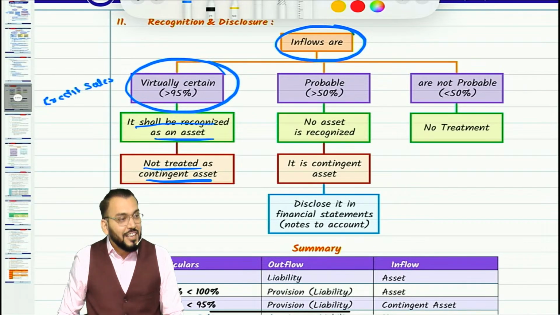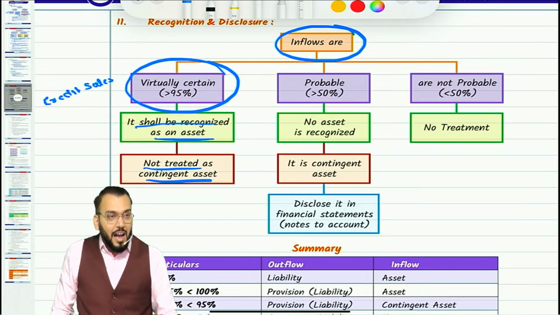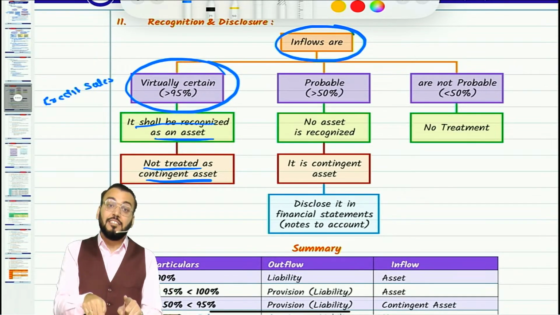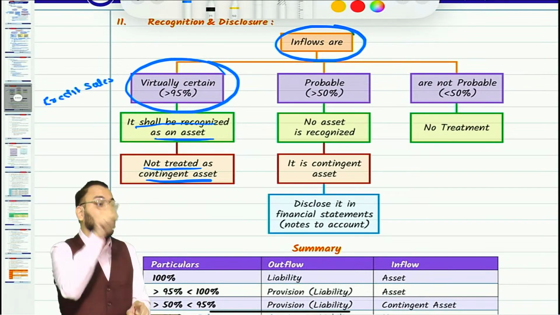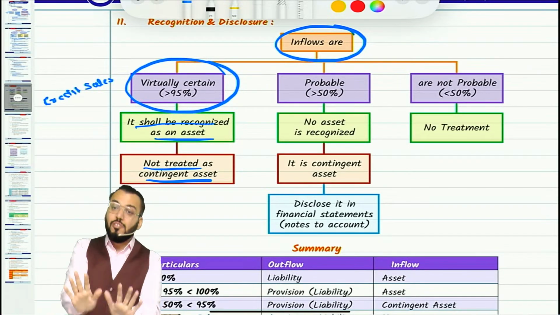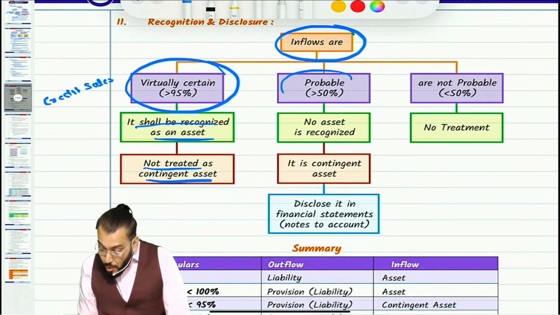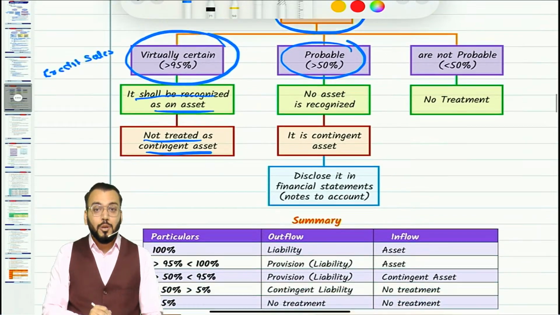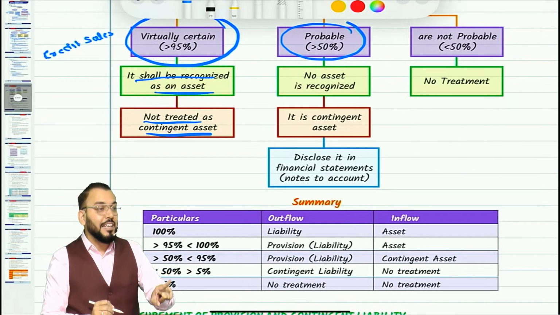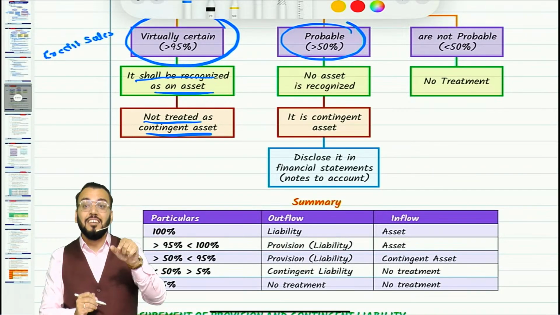Not a contingent asset. Understood? Correct? I hope you are understanding. So can you say inflows are virtually certain in case of debtors? Therefore, from childhood we are recognizing debtors as an asset. So any inflow which is virtually certain will be an asset. If the inflows are probable, probable means chances are more than 50%, but in this case it will be less than 95%.